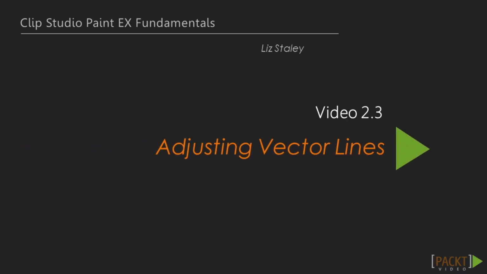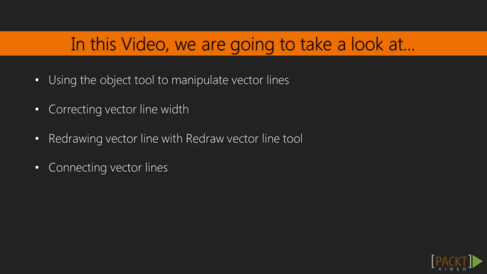Hi, and welcome back. In the previous video, we learned how to draw on vector layers. In this video, we are going to learn how to take the lines we made in the last video and manipulate them. One of the great things about working in vector is that our lines aren't made up of pixels, but rather made up of control points. We can adjust these control points after we've drawn a line. Let's see how it's done.